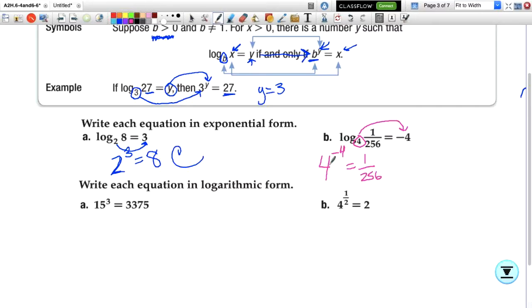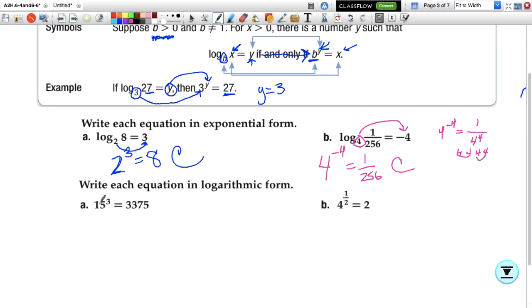The negative means put it over 1, right? So if we're thinking, what is 4 to the negative 4? Well, it's the same thing as 1 over 4 to the 4th. And 4 to the 4th is 4 times 4 times 4 times 4, 16 times 16, which happens to be 256. So that's where they get this 1 over 256. They're just giving you the actual answer, okay? So that's how we change it from logarithmic, right? We take our base, we raise it to the power of the other side of the equal sign, and then set it equal to whatever's here, okay?